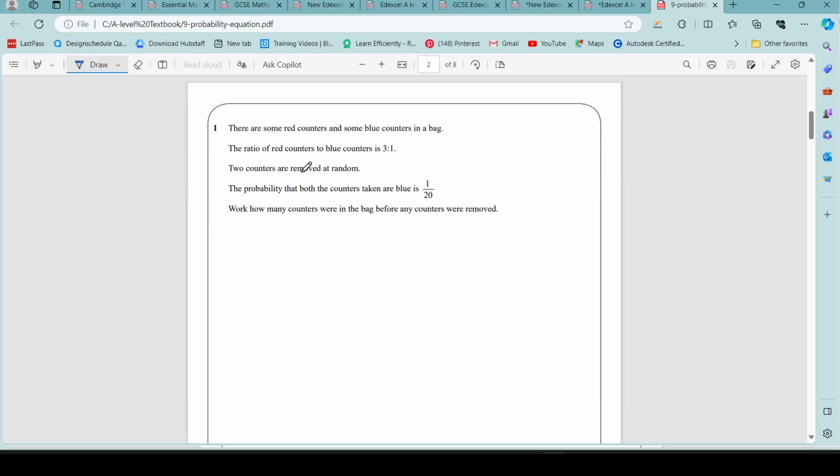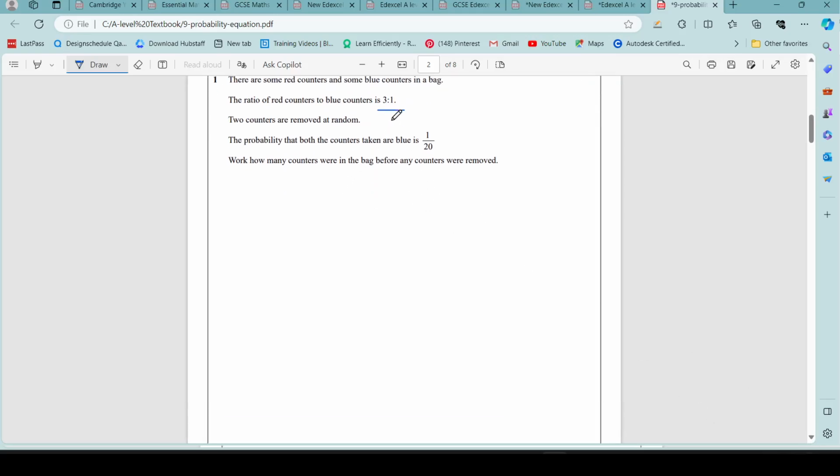There are some red counters and some blue counters. The ratio of them is 3:1. Two counters are removed at random. The probability that both the counters taken are blue is 1 over 20. Work out how many counters were in the bag before any counters were removed.